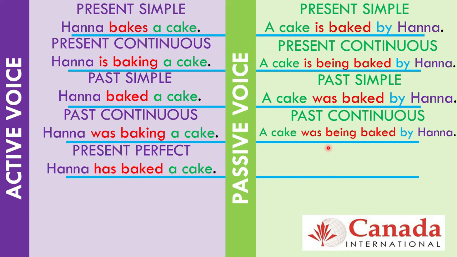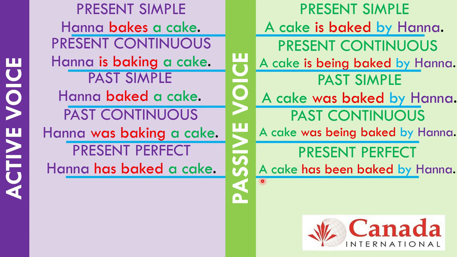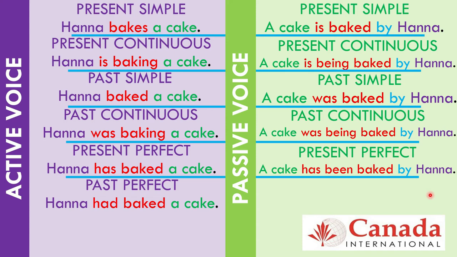Present perfect. Hannah has baked a cake. This would be in the present perfect, as we said before. And let's see that in the passive voice. A cake has been baked by Hannah. Has been is the present perfect of the verb to be. Baked would be the past participle of the main verb, by the person.